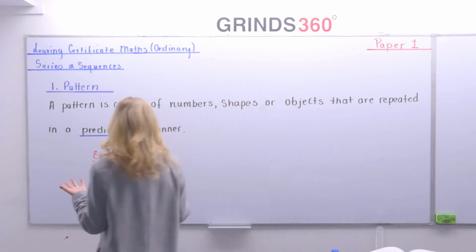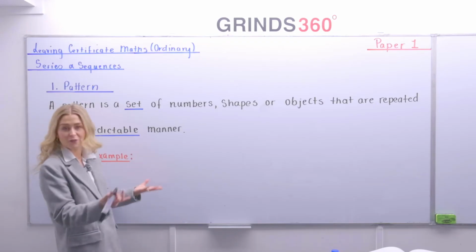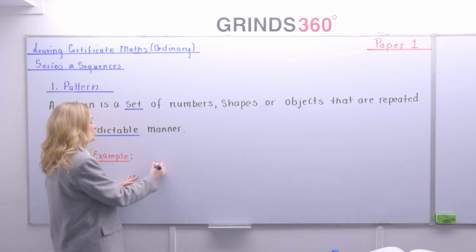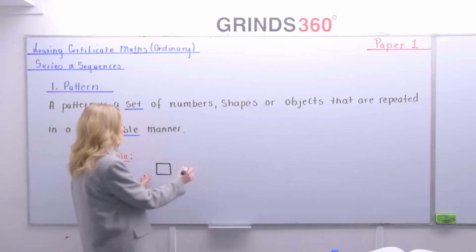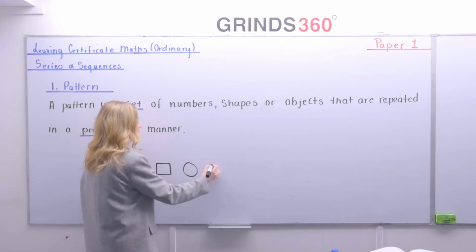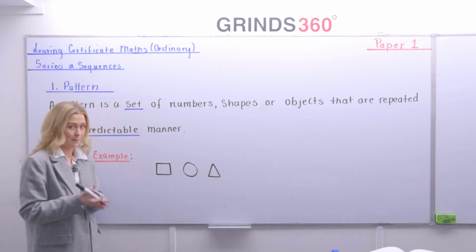So, what's an example of a pattern? A pattern could be as follows. Let's go with, for example, a shape pattern. So you can just watch and listen. You could have a square, at least my attempt at a square, circle, triangle. Now, let's say that's my pattern.